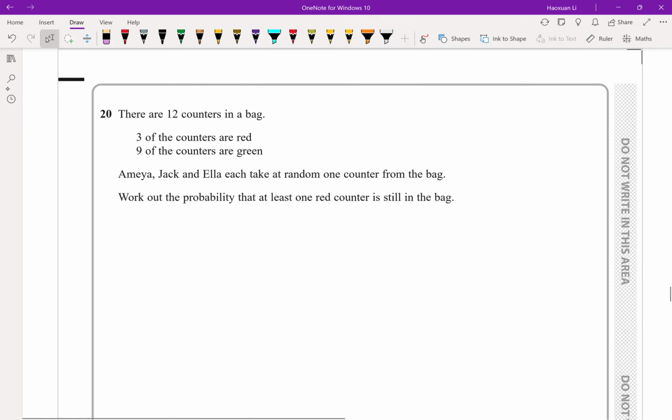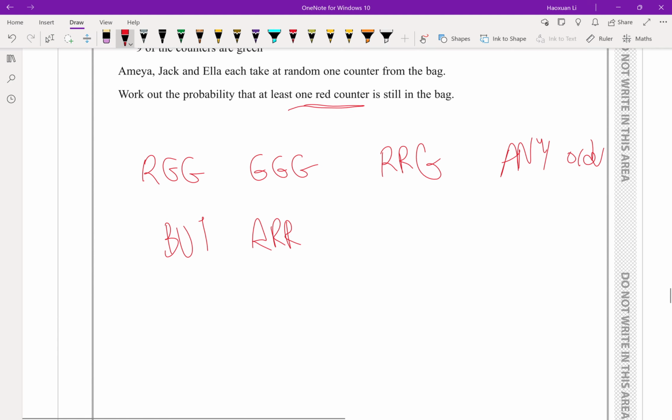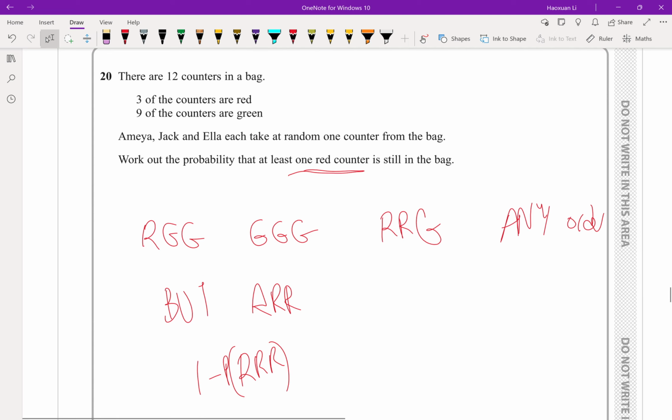So what this means is that they can take RGG, they can take GGG, they can also take RRG in any order, but they can't take RRR. This may seem a little hard, however, the probability can simply be worked out by using 1 minus the probability of taking RRR, and this would give you the total probability of getting at least 1 red counter.